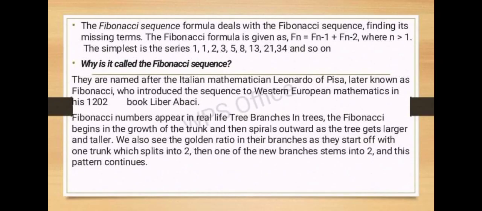The Fibonacci sequence formula deals with the Fibonacci sequence, finding its missing terms. The Fibonacci formula is given as f sub n is equal to f sub n minus 1 plus f sub n minus 2, where n is greater than 1. The simplest is the series 1, 1, 2, 3, 5, 8, 13, 21, 34, and so on.